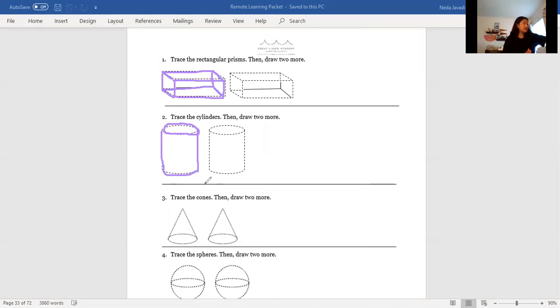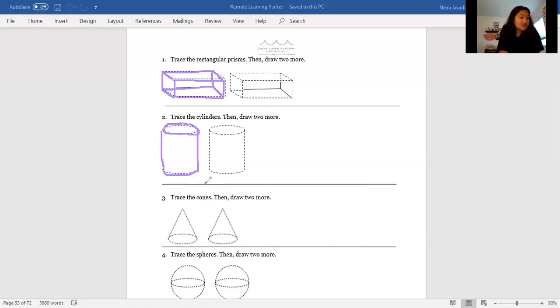A cylinder is a shape that looks like this. It has two circular faces and sides. A cylinder could also be like this can of soup, two circular faces and the sides. Now pause and trace the next cylinder, then draw two more.